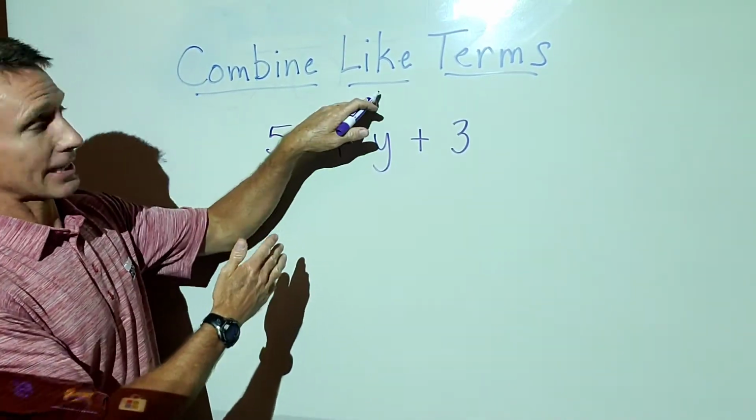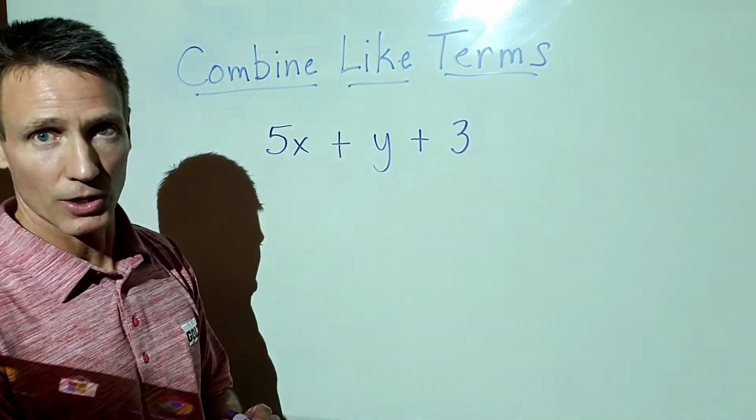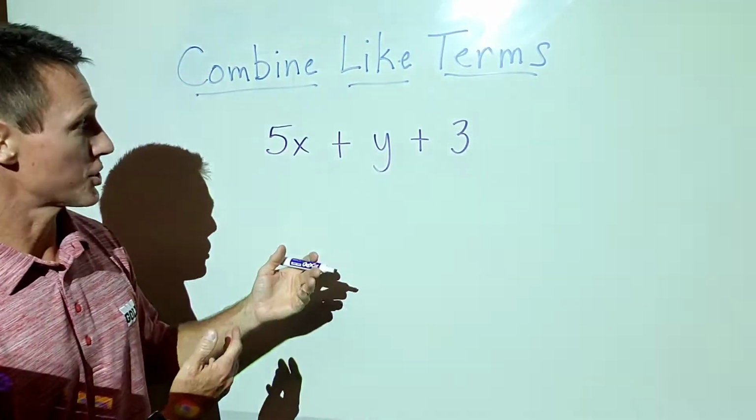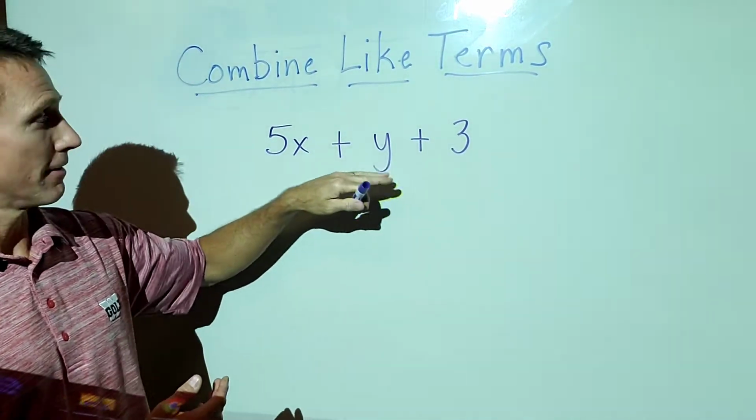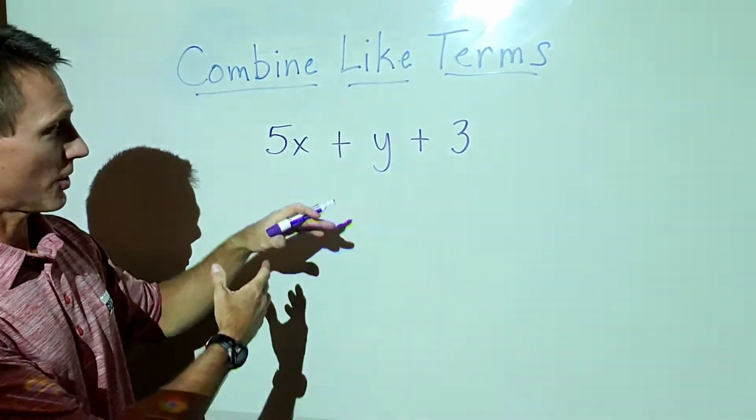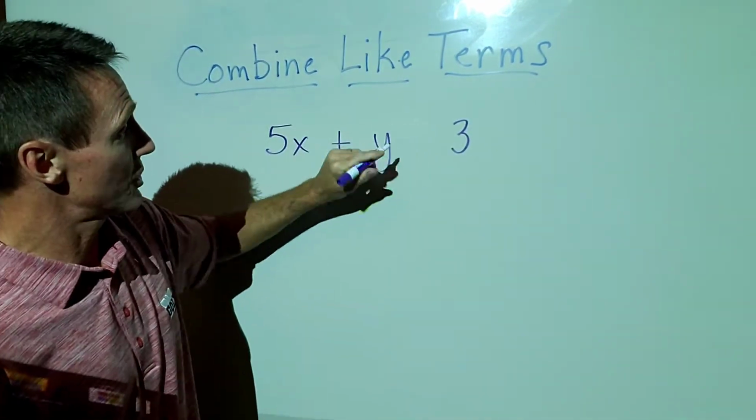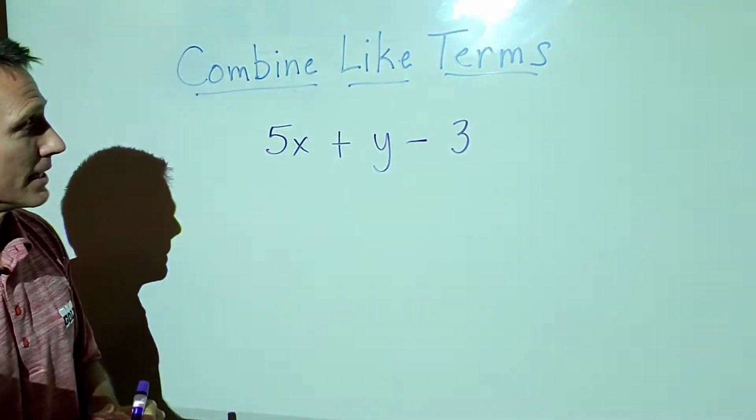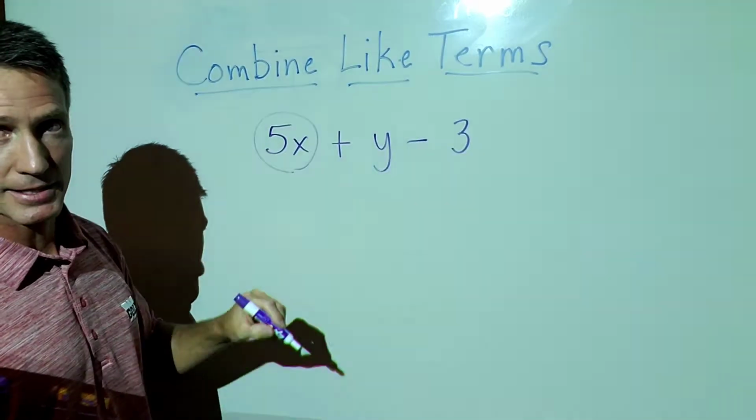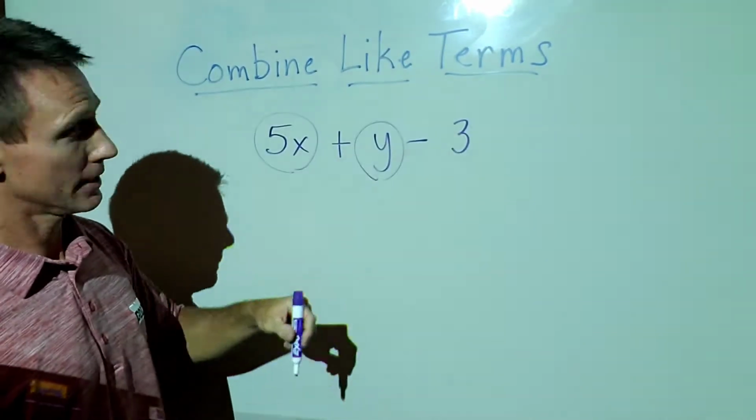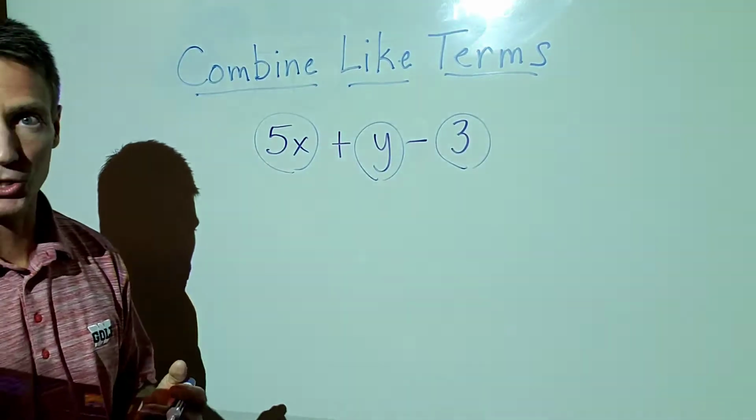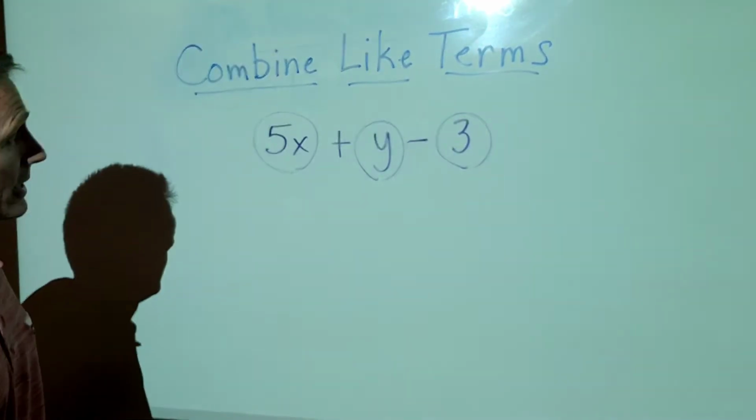Now, like meaning the same, so we'll get into that here in a second, but first of all, let's define a term. A term in algebra is any number, variable, or a combination of a number and variable that are separated by addition or subtraction signs. So in this example, we have three terms: 5x, y, which is a variable, and our constant of 3. Those are all terms, so in this case we have three terms.